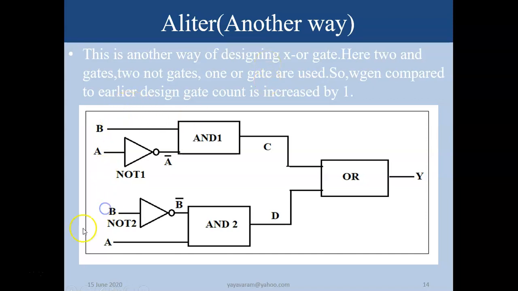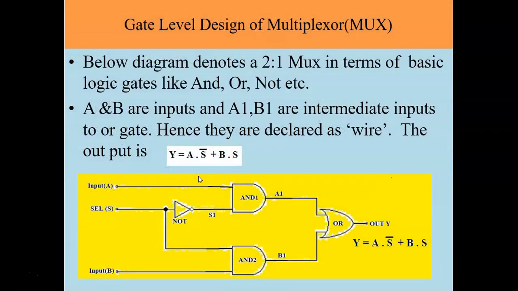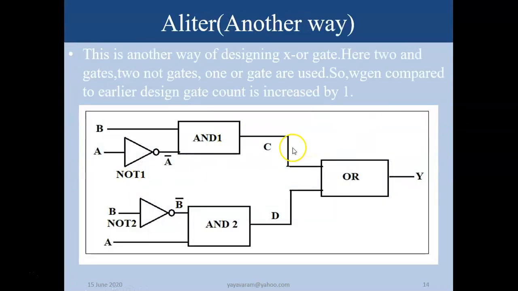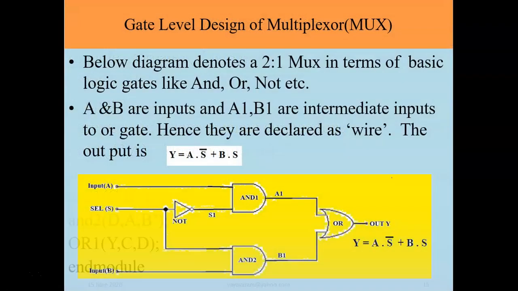A and B are the inputs, you can see here. So when I write this Verilog code, Y is the output, A and B are the inputs. And what are the intermediate signals? C, D, E. These are all intermediate signals. The output of this is given to this, and the output of this is given to this. So that's why I have chosen C, D, and E as intermediate.